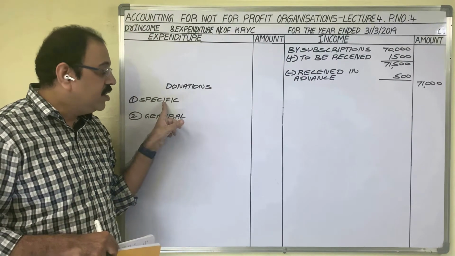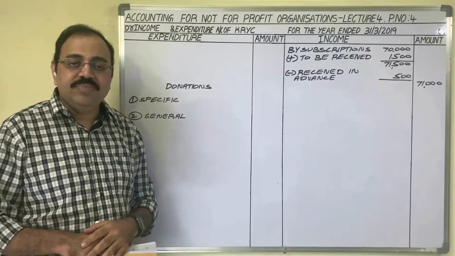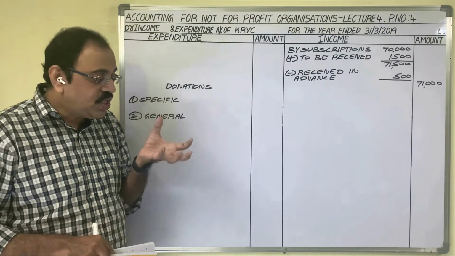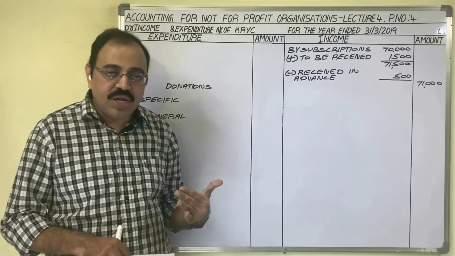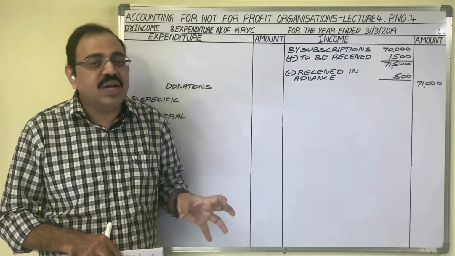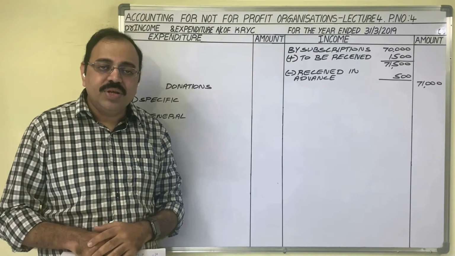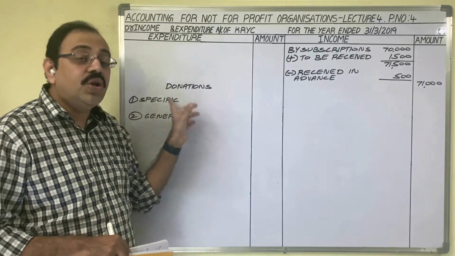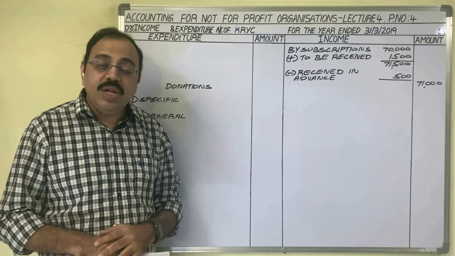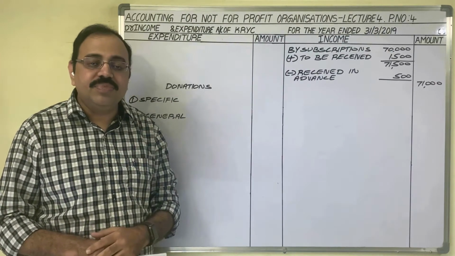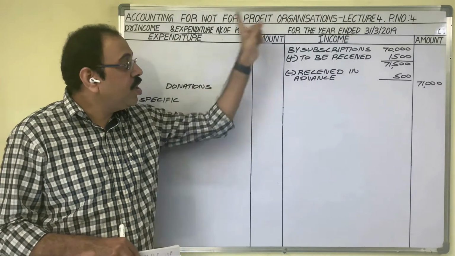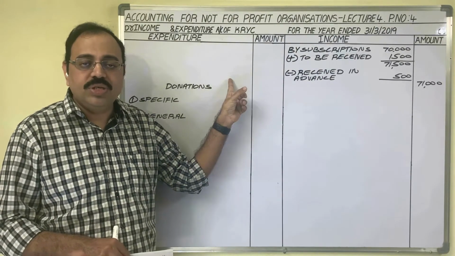Specific donation is a non-recurring item. Suppose for construction of building we are collecting donations. Once if building is constructed, that donation amount is not going to come. So specific donation is non-recurring in nature, means capital income. So capital incomes we should not show in income and expenditure account.